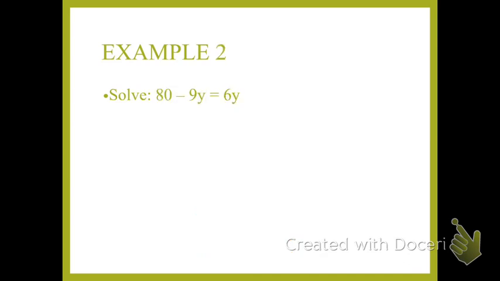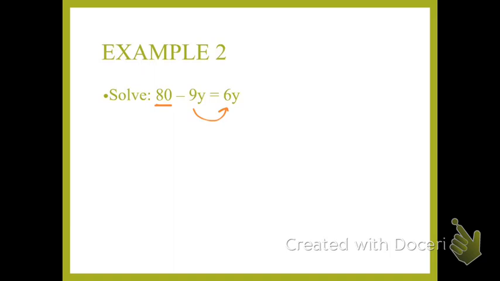Let's do one more. 80 minus 9y equals 6y. First step is to simplify either side of the equation if you can. In this case, there are no like terms on just one side of the equation. The next step is to get all of the variables on one side of the equation and all of the constants on the other. It looks like I already have all of the constants on the left, so it's going to be easiest to get all of my variables on the right.